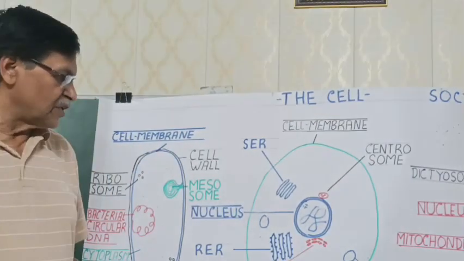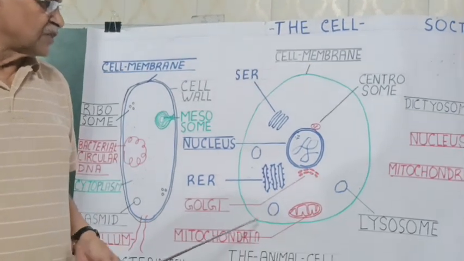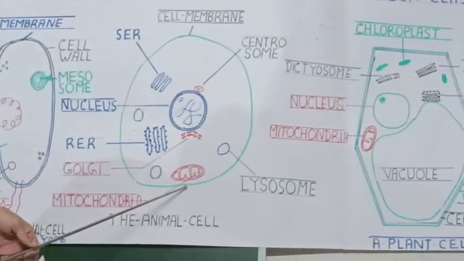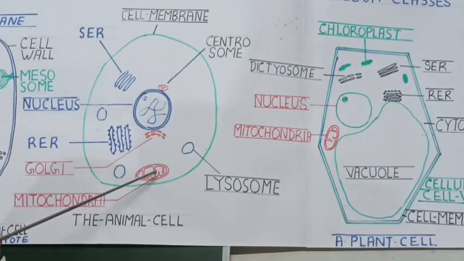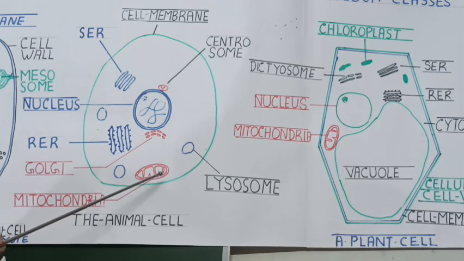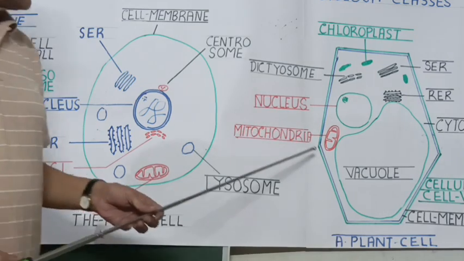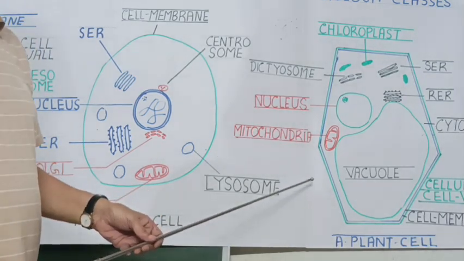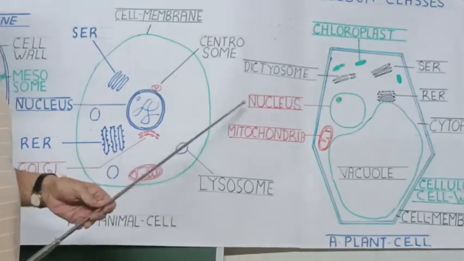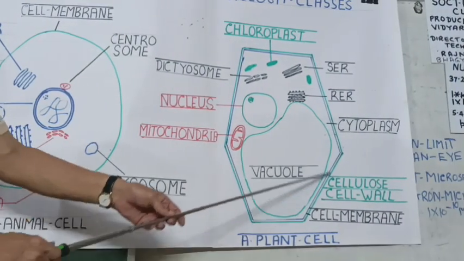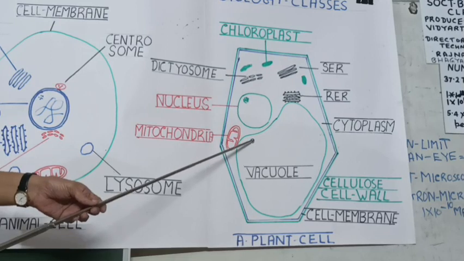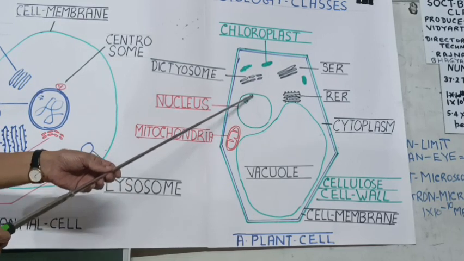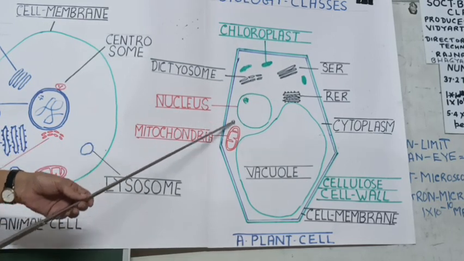There is the mitochondria, which is the powerhouse of the cell, for oxidation of food material to liberate energy, or oxidative phosphorylation. The plant cells have a similar structure, but here a very big central vacuole is present, so the rest of the cytoplasm and nucleus are pushed to one side.